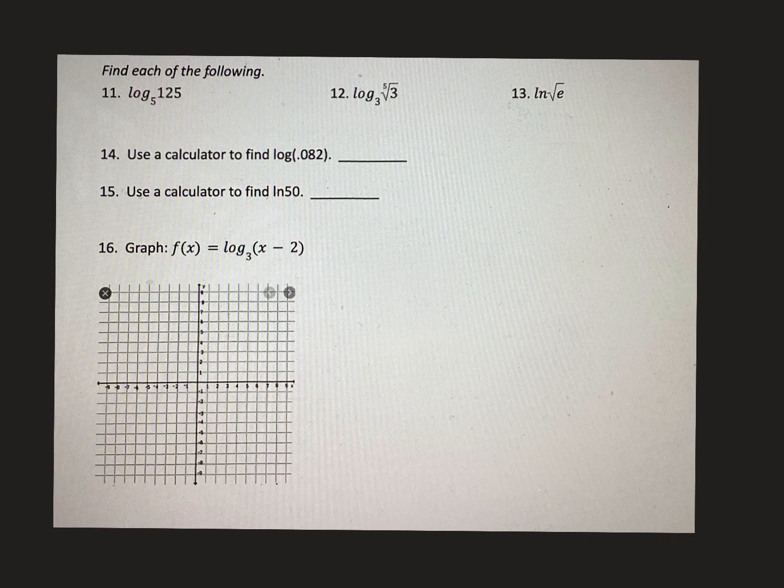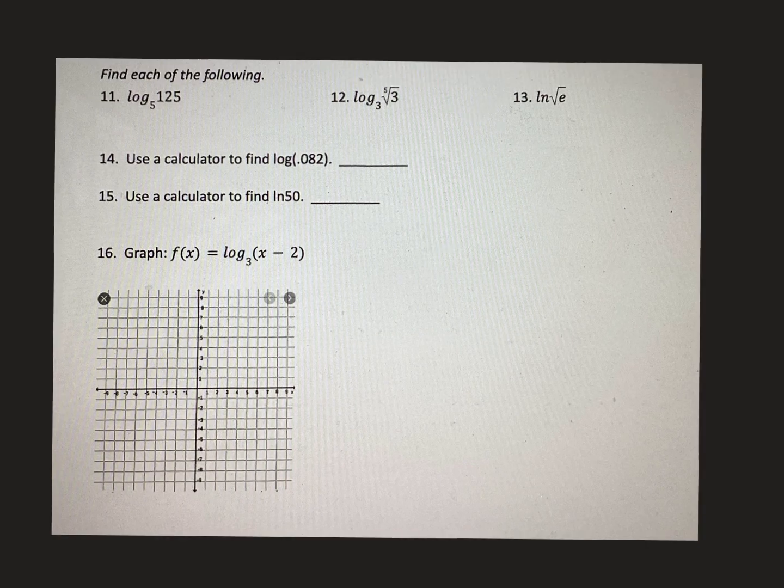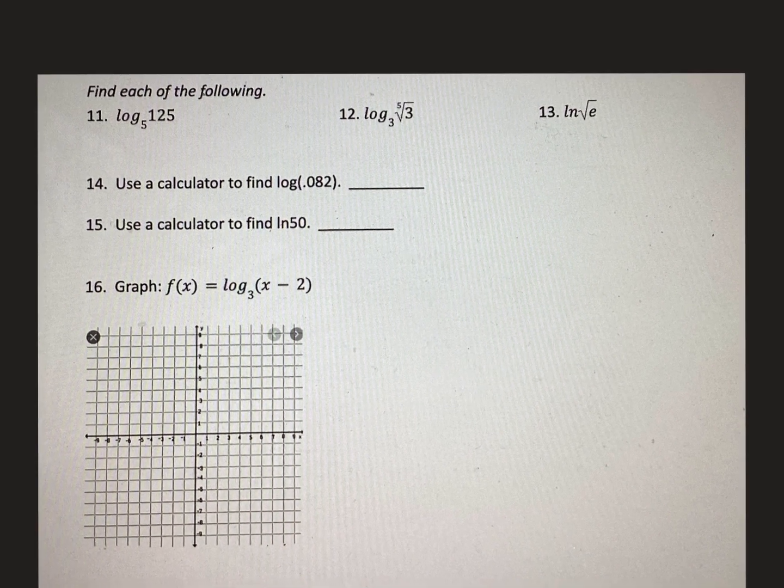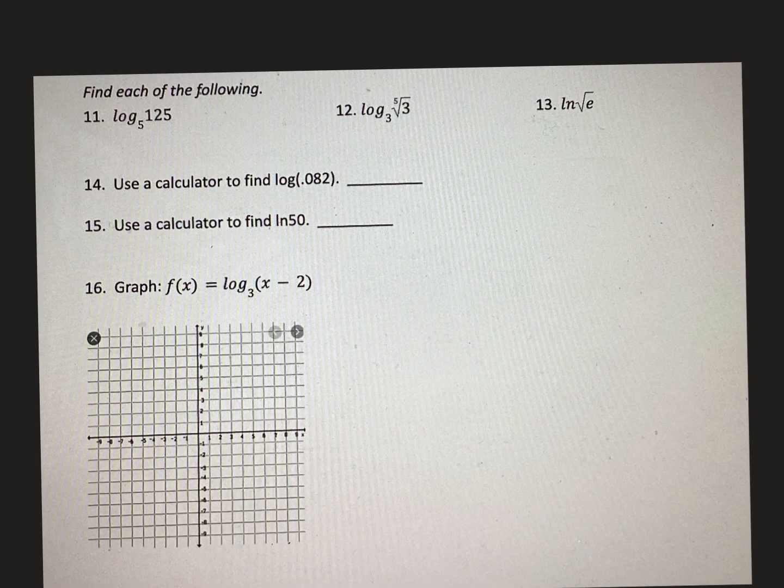All right, number 11. Find each of the following. I wish you would do 11, 12, 13 without a calculator. All it's asking you here is 5 to what power is 125? What power did you raise 5 to get 125? The third power. This one, 3 to what power is the fifth root of 3? Remember, bottom is the root, top is the power, so that's a 1/5 power. And same thing here. That's really base E. E to what power is the square root of E? Again, bottom is the root, top is the power. The square root is 1/2 power.